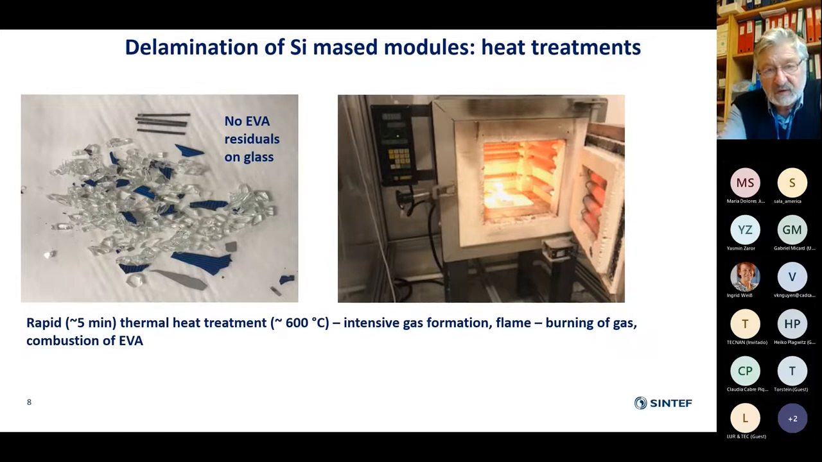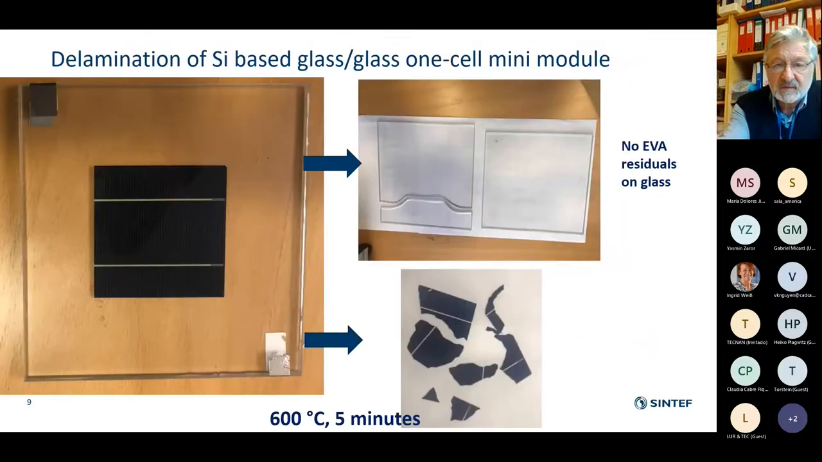And this is what we investigated in detail for different cases. All the time we were getting pure glass ready for further processing, and ribbons and pieces of solar cells. We tested a mini model as well, and we just extracted pure glass.